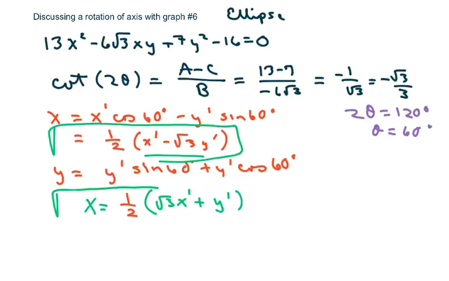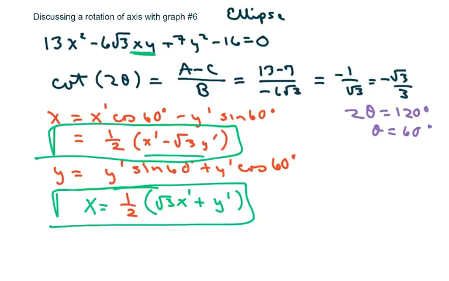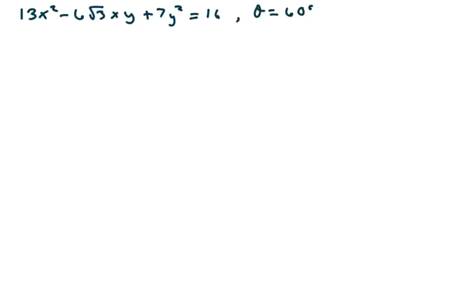So we're going to use this here to substitute in our equation here, and we really want to get rid of this xy term. So I'm going to write the equation down again. We have 13x squared minus 6 square root of 3 xy plus 7y squared, and I'm going to go ahead and move the 16 over. And don't forget our angle is 60 degrees. Then we'll do that when we graph.